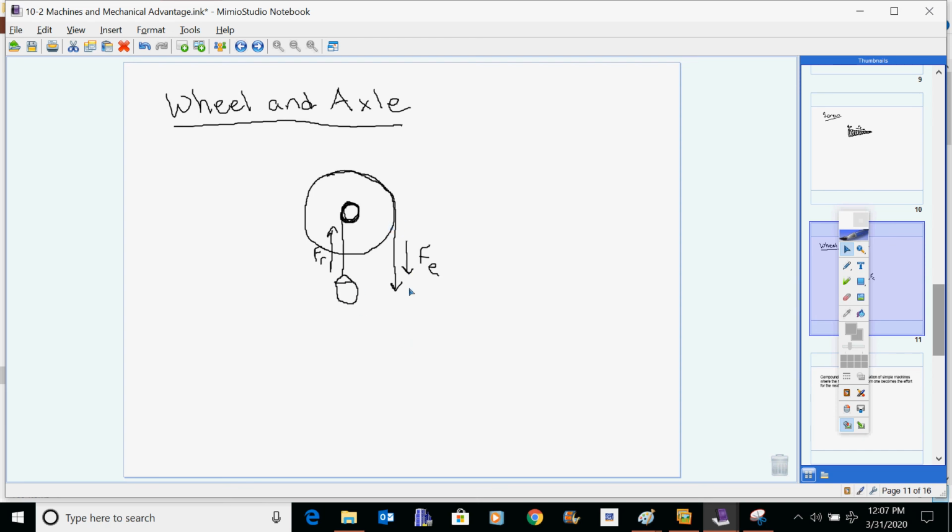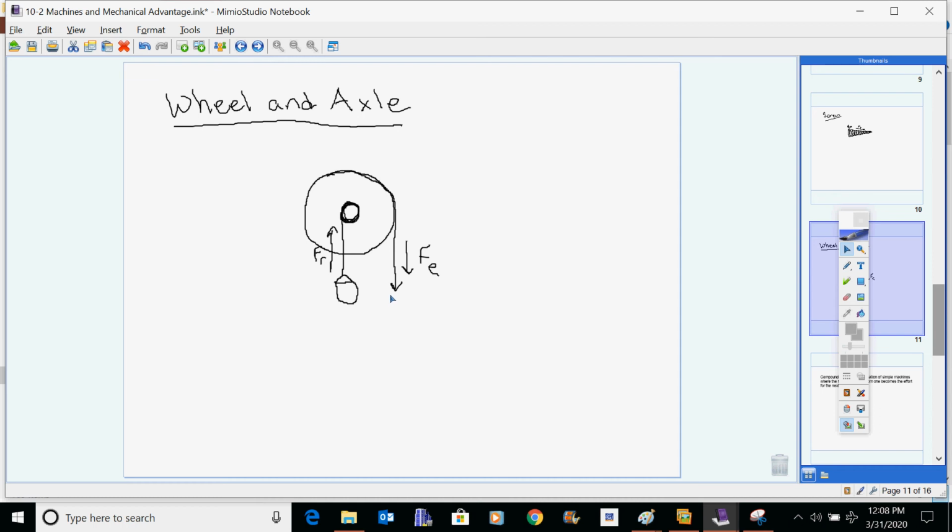So you would have the effort being around the outside. Now the effort doesn't have to be like a rope or anything pulling down. It can be actually a handle that you're turning around and around on the outside, and then there's a little axle inside where it is spinning and causing the resistance to go the other direction.